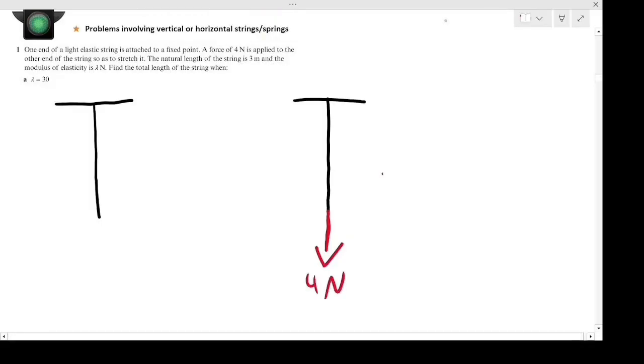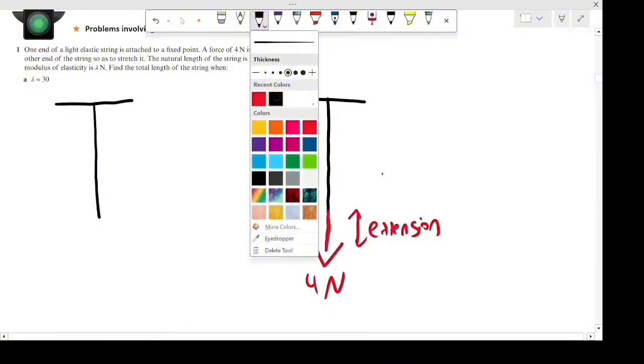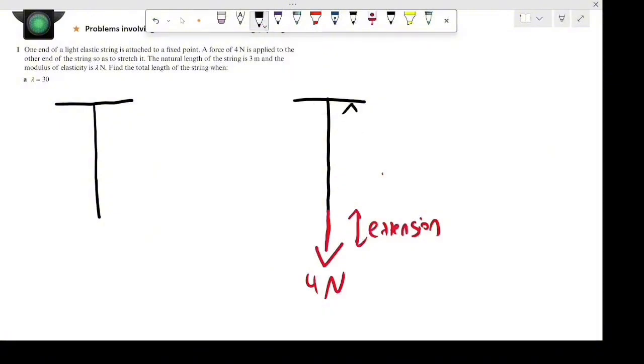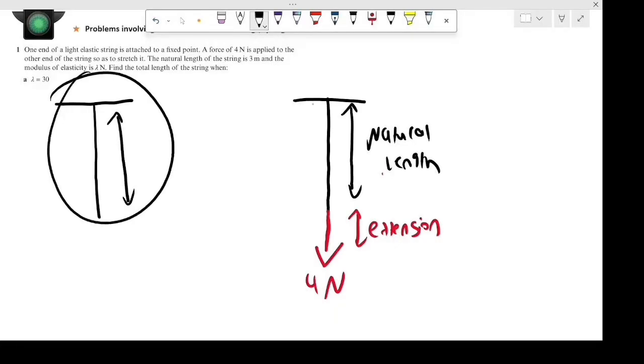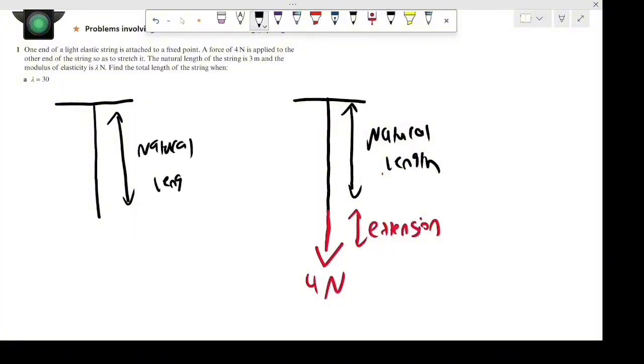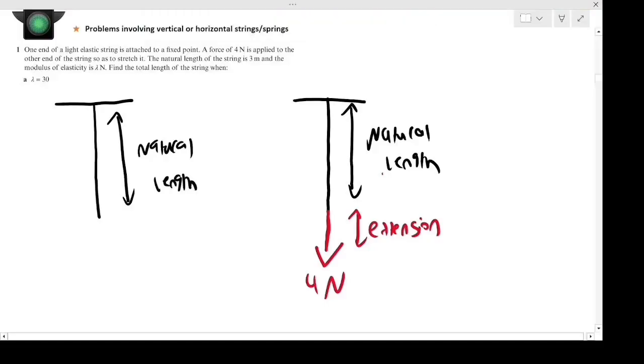So this red bit of the string is my extension. That's the extra part of the string when it's been stretched down. And the initial part in black, the initial part of the string, is my natural length, and again this will be my natural length as well. So this diagram on the left is where nothing's happening to the string. So hopefully that makes sense.